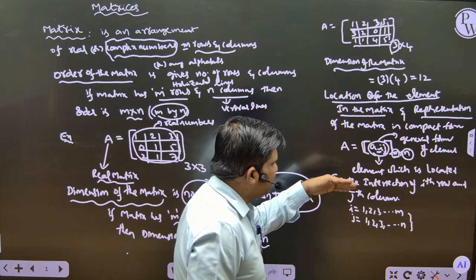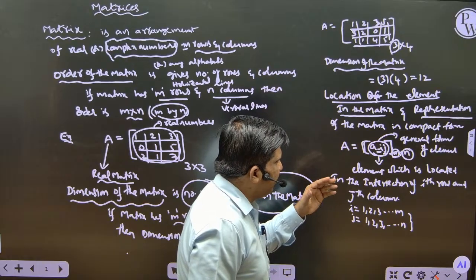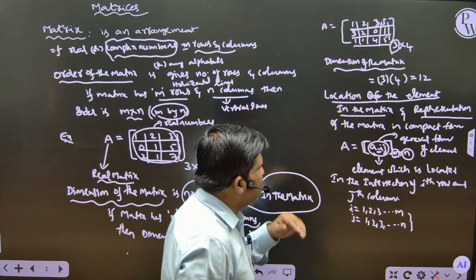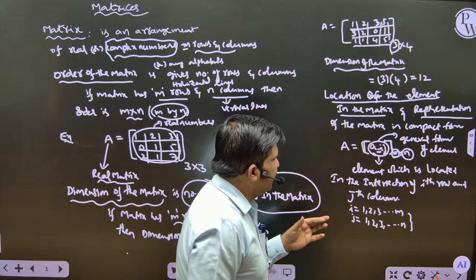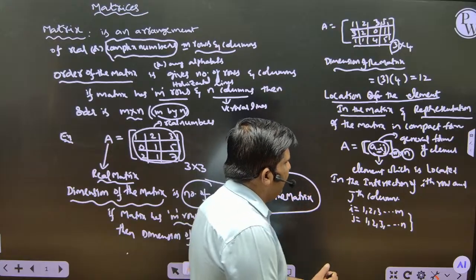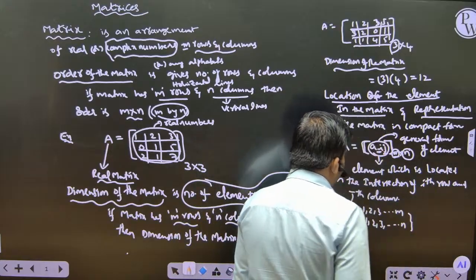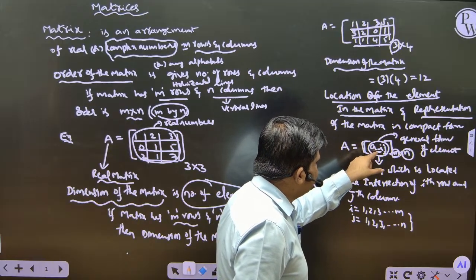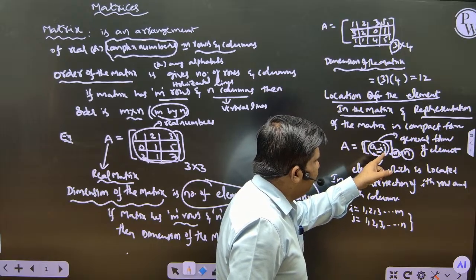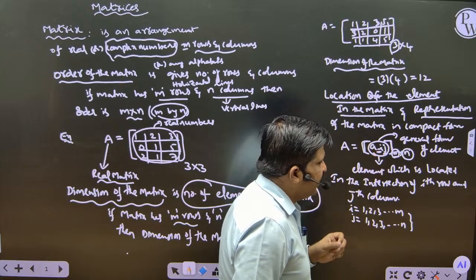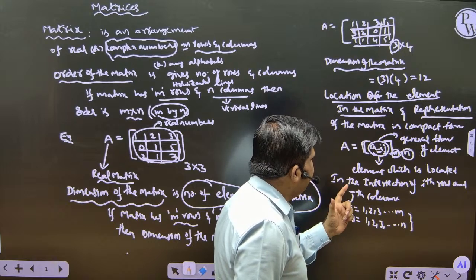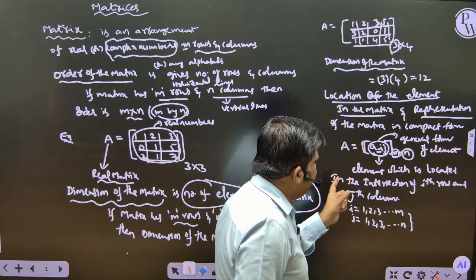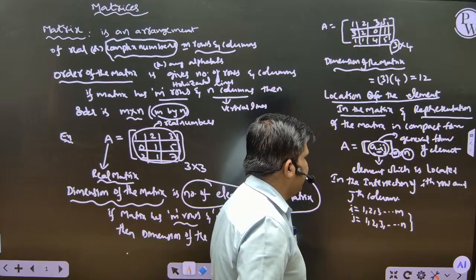Don't say m cross n, you read it as m by n. That means it has m rows and n columns. Aij is the general form of an element. In this subscript, the first one is the row and the second one is the column. Aij is the element which is located at the intersection of the ith row and jth column.